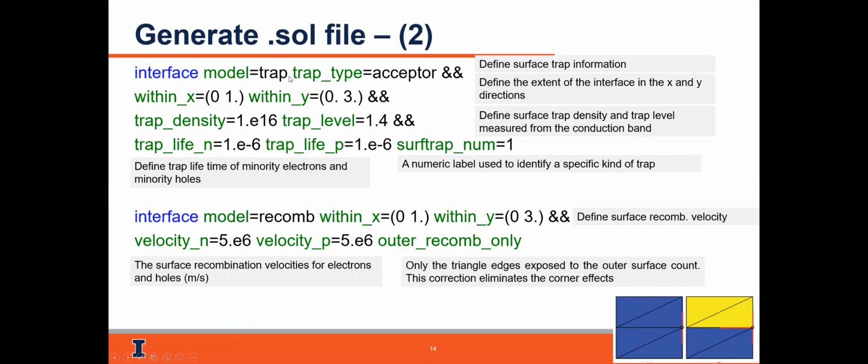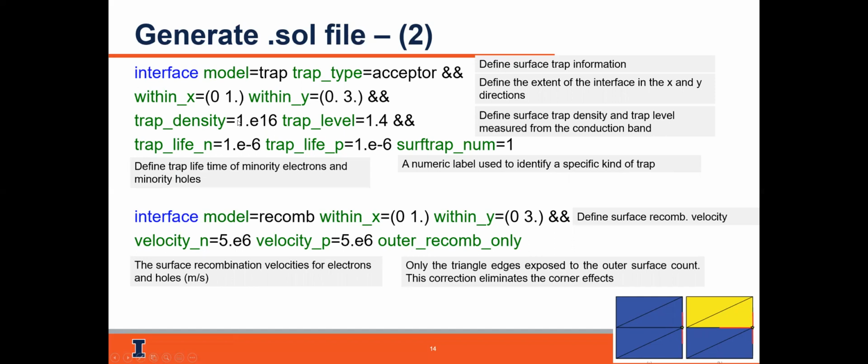And in the first part, we need to define its interface recombination parameters. We need to provide first the surface trap information, and second, define the surface recombination velocity information. So first, we specify this trap to be like an acceptor type, and we define the surface region from 0 to 1, and in Y direction from 0 to 3 micron.